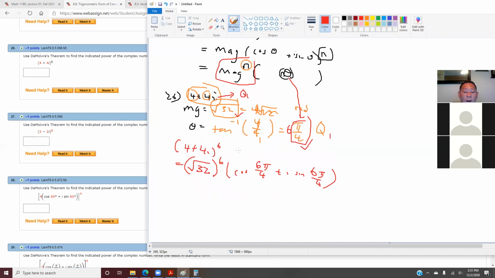Okay. So calculator, square root of 32 to the power of 6. This is 32,768. We can reduce 6 pi over 4 to become 3 pi over 2.